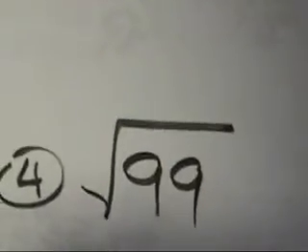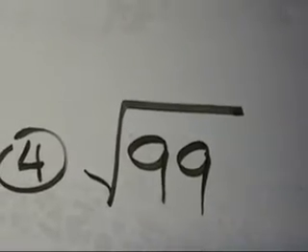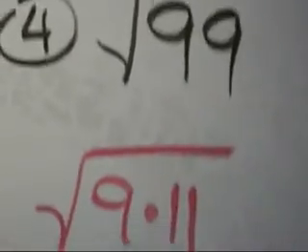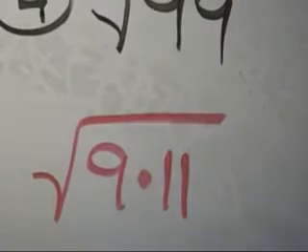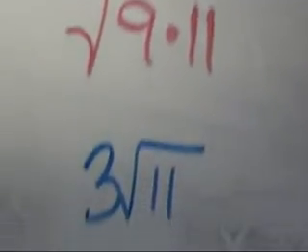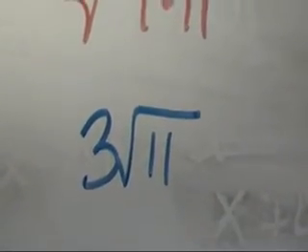The square root of 99. 99 is not a perfect square, but it divides by a perfect square of 9, 11 times. The square root of 9 is 3, so the answer is 3 radical 11.